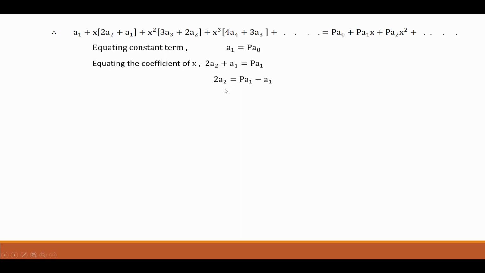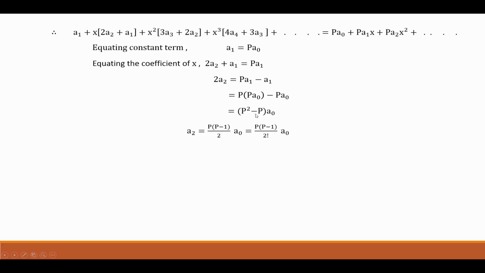Therefore we get 2a2 equal to pa1 minus a1. Therefore 2a2 equal to p into the value of a1, which is pa0, minus a1, which is pa0. Therefore we get p square minus p of a0. P square minus p, with a0 common. Therefore we get a2 equal to, divided by 2, so p into p minus 1 into a0 upon 2.